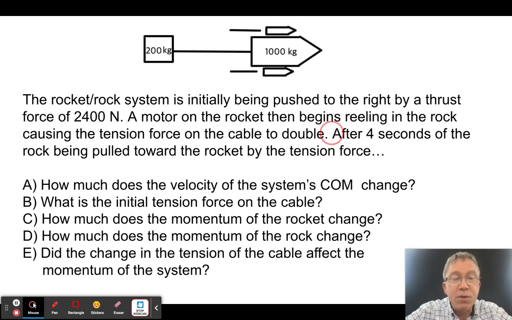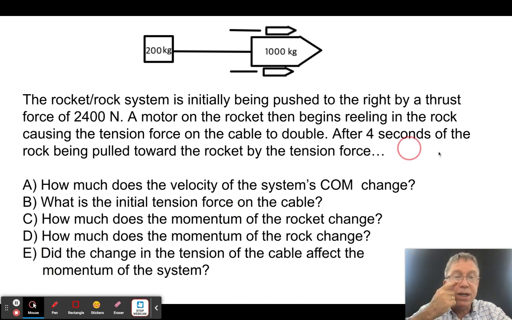All right, College Board likes to ask problems like this, so let's just look at one. Okay, so I have a rocket traveling to the right. It's powered, so there's a thrust force acting on it, and there's this 200 kilogram rock back here, and there's a cable, and there's a motor in here that's going to reel it in. All right, and so after 4 seconds of being pulled towards the rocket by the tension force, we want to ask ourselves these questions.